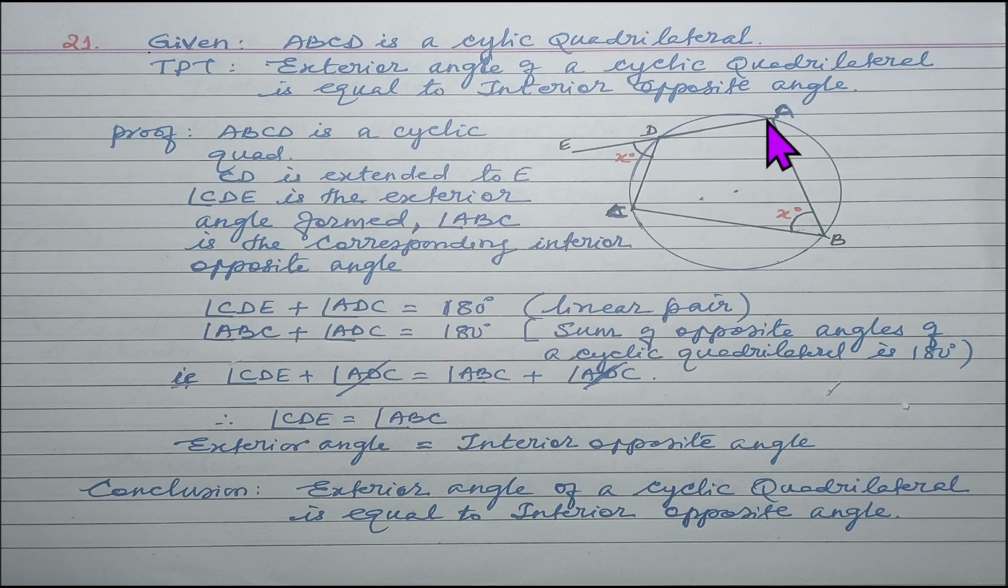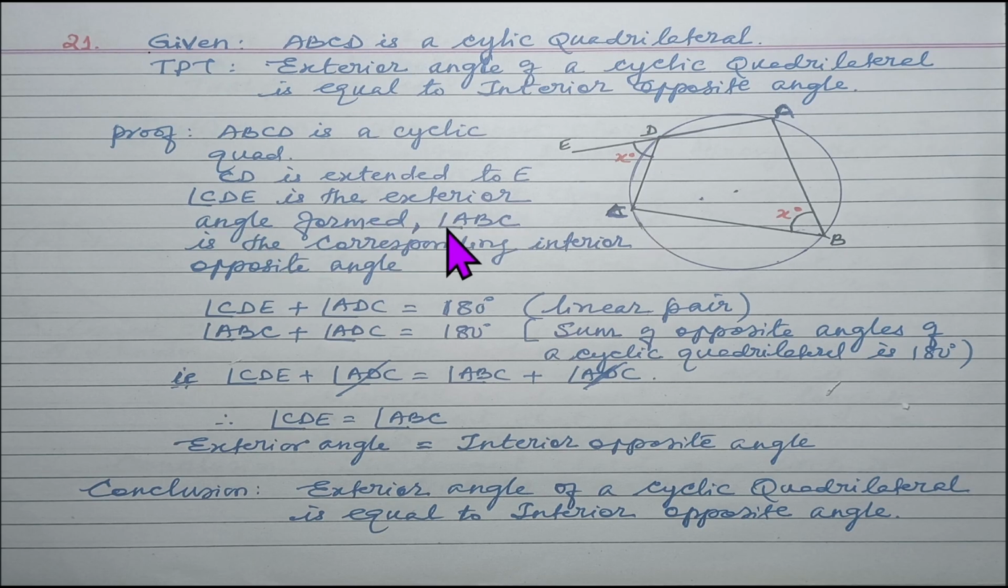We have extended AD here, not CD, please correct this. AD is extended to E. When I extend AD to E, then I get an exterior angle CDE. So CDE is the exterior angle. We have got the exterior angle formed is CDE. Please understand, it is CDE, the exterior angle here. So the exterior angle formed is angle CDE, that is correct.